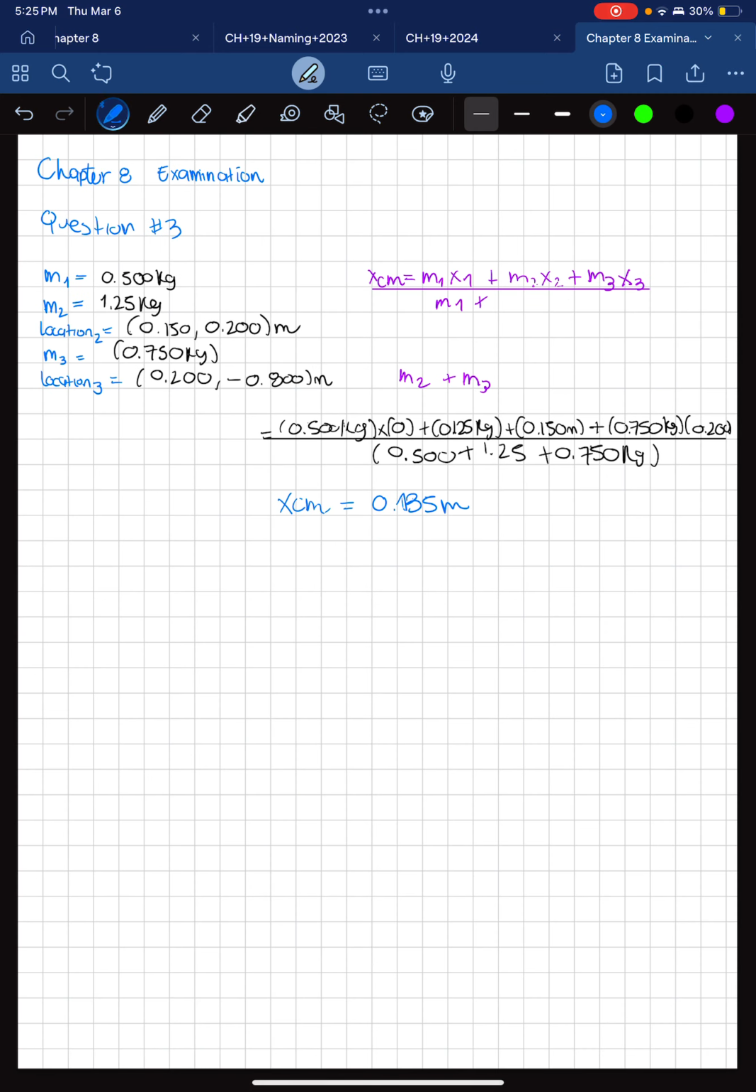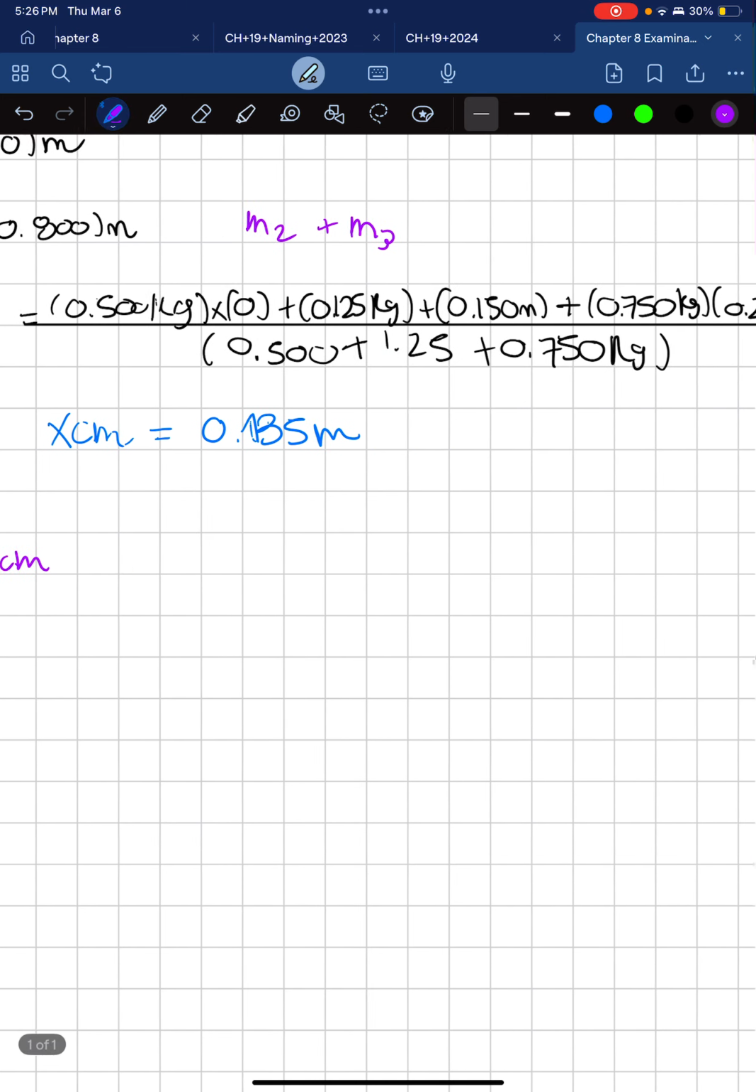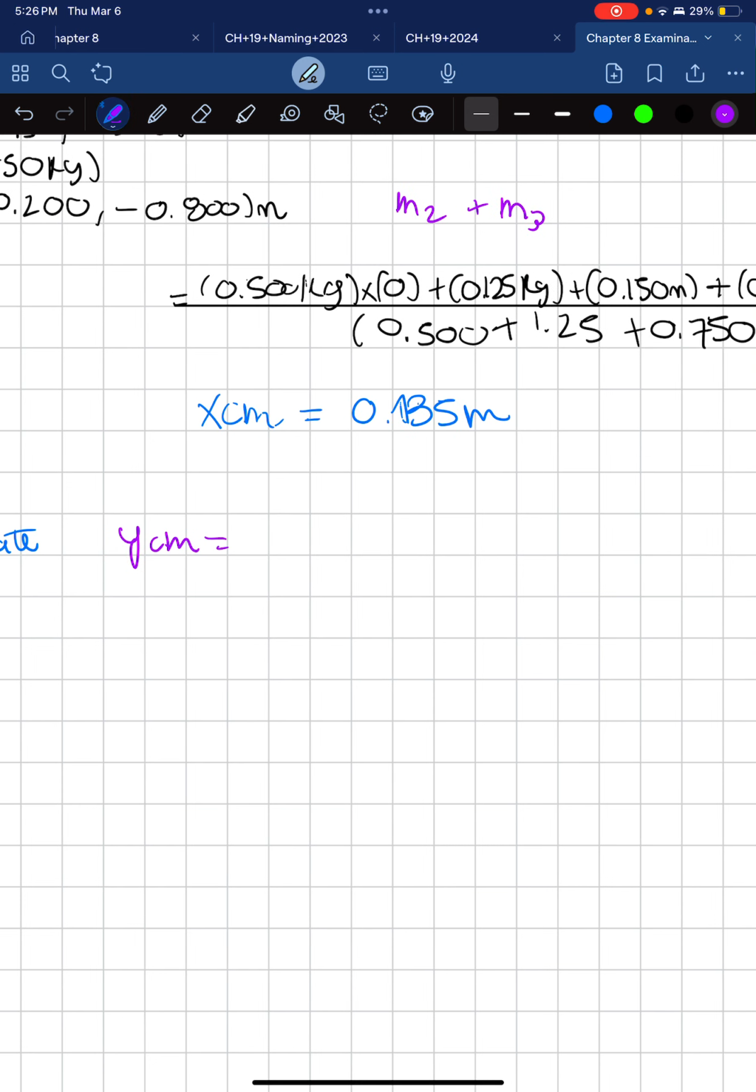Now let's go ahead and do part B. Part B is gonna be the same question, but they're asking us to find the y coordinate of the center of the mass. So what are we gonna do? We're gonna use the same formula, but in this case, instead of the x coordinate, we're gonna use the y coordinates that they gave us. So let me go ahead and write it first so I don't get lost.